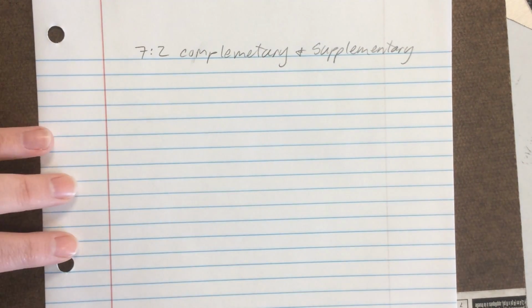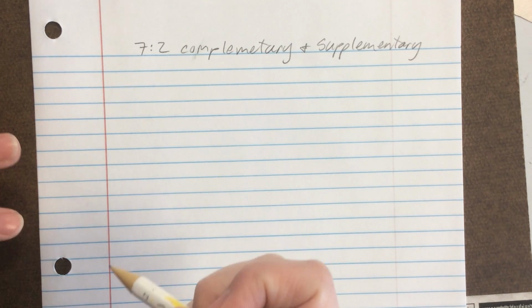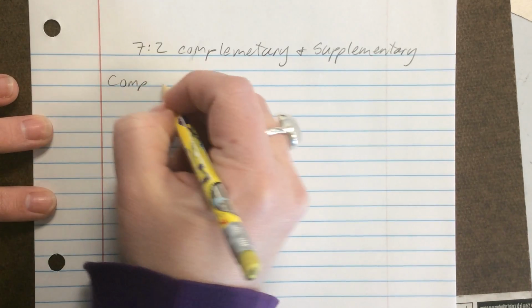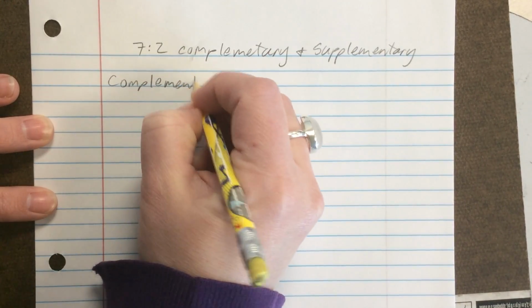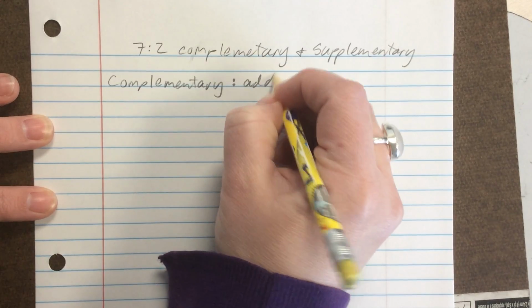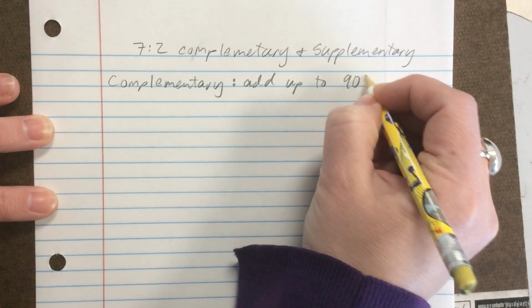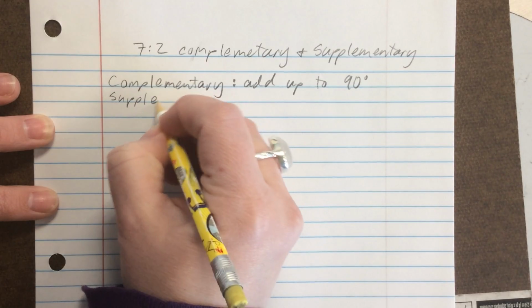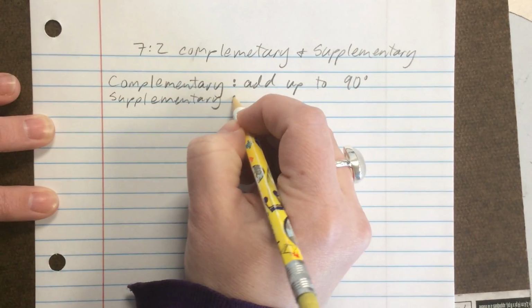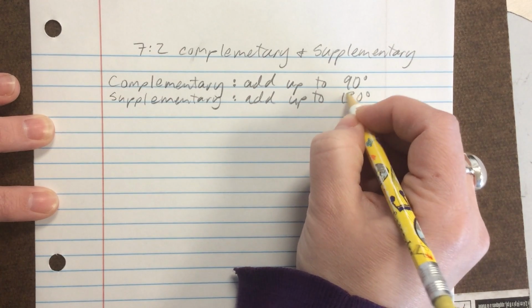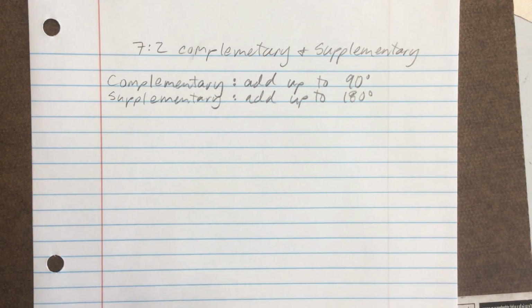Okay, I actually really love teaching complementary and supplementary angles because I have a fun way to remember the two. So, first off, let's just figure out what these things are, okay? So, complementary angles, they add up to 90 degrees. Okay? Supplementary angles, they add up to 180 degrees. That's the basic part of the lesson.